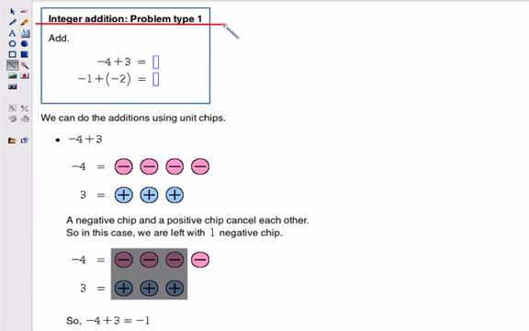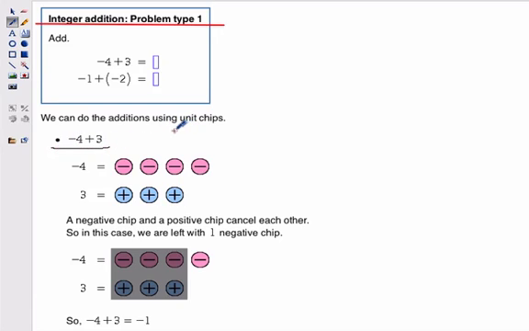Here we're looking at integer addition problem type 1. We've got a couple of examples to add here: -4 plus 3 and -1 plus -2. Let's look at the first example. We've got -4 plus 3.